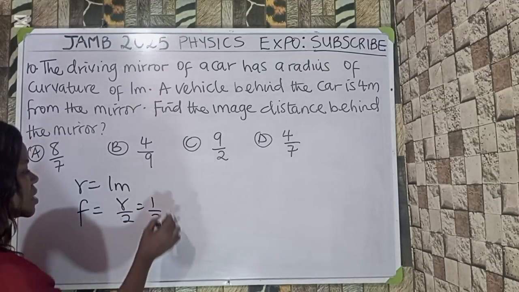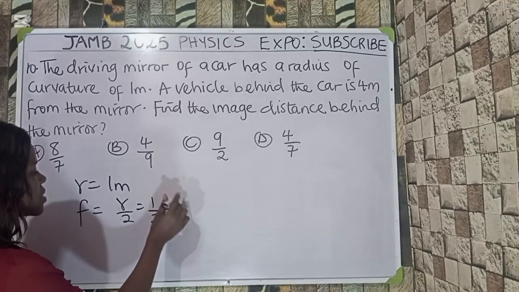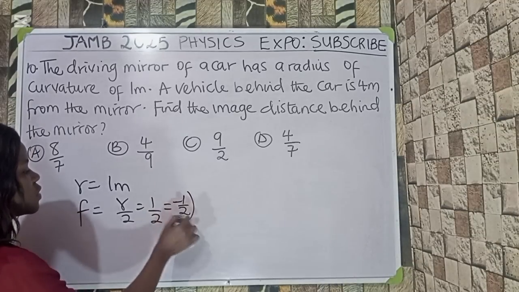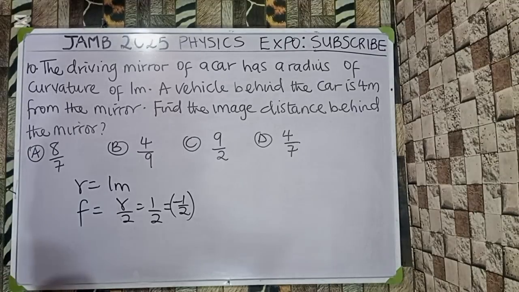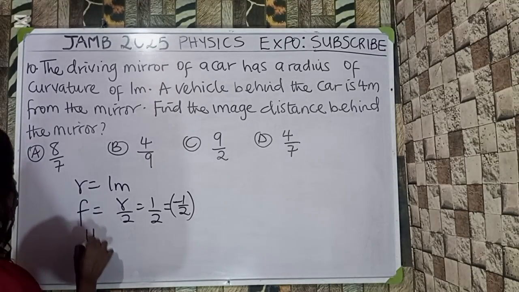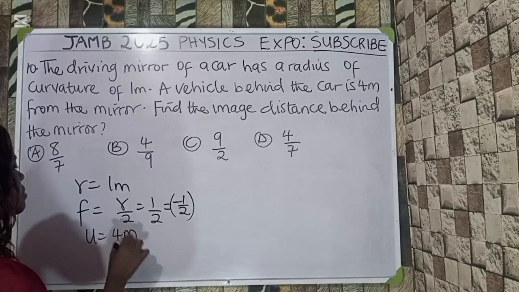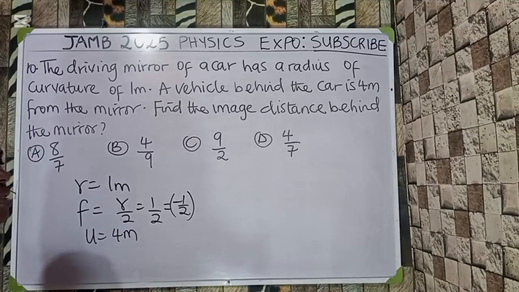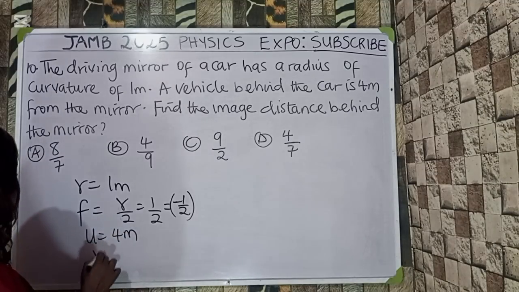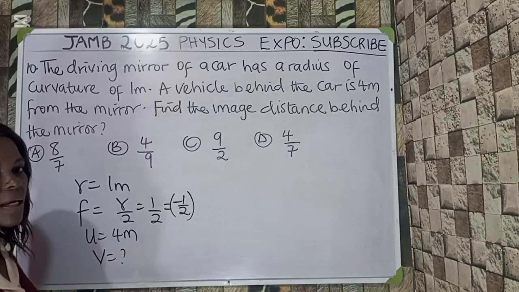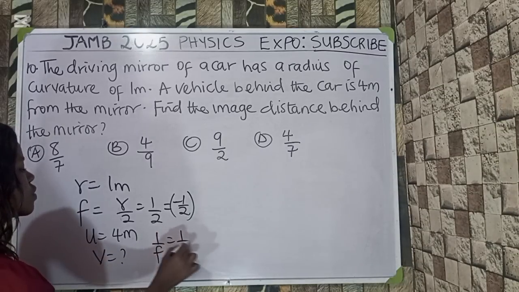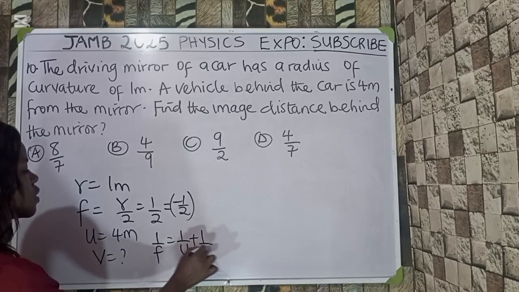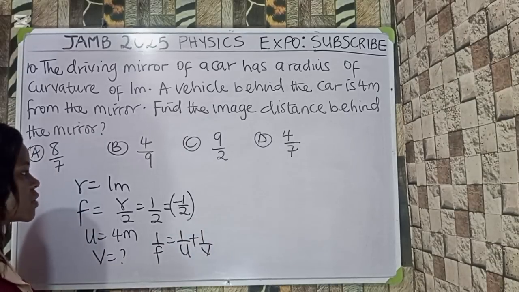1/2. But because it's going to be negative, I have minus 1/2 as my focal length. Now a vehicle behind the car is 4 meters. That is the object distance. So u is equal to 4 meters. What you're looking for is the image distance behind the mirror. So you're looking for v. Is that clear? So you're going to use the formula 1/f is equal to 1/u plus 1/v. So let's work it out.